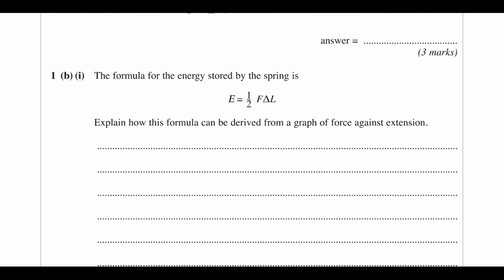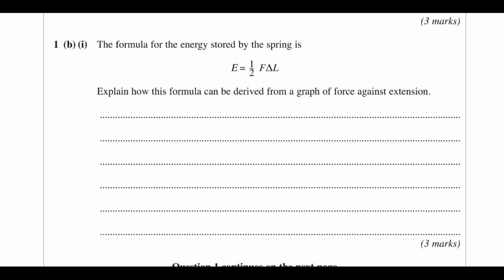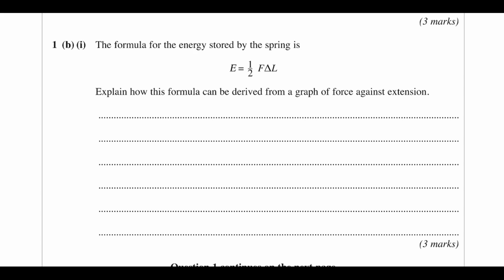Alright, so the formula for energy stored in a spring is half F delta L. Explain how this formula can be derived from a graph of force against extension. So the first thing is that the work done on the spring, or the energy stored in the spring, is the area under a force versus extension graph. And the area is a triangle, so the area is half base times height. Therefore, that's where the equation comes from. So let's put that down into words on text.